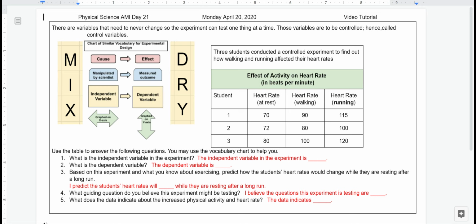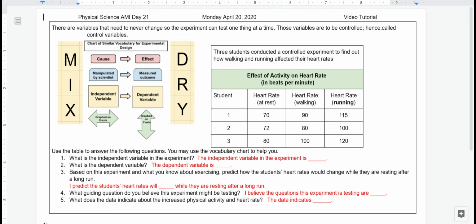So 3 students conducted a controlled experiment to find out how walking and running affected their heart rates. So the experiment was called Effect of Activity on Heart Rate, and it was measured in beats per minute. So here we have 3 students that were tested, once for their heart rate at rest, again for their heart rate walking, and another time for their heart rate running. So we have an increase here in activity. And then we have the number values for each student.